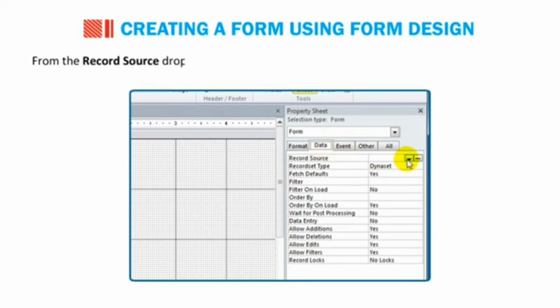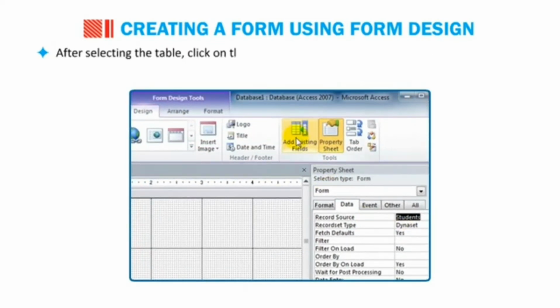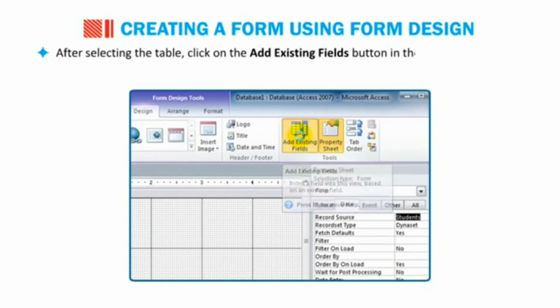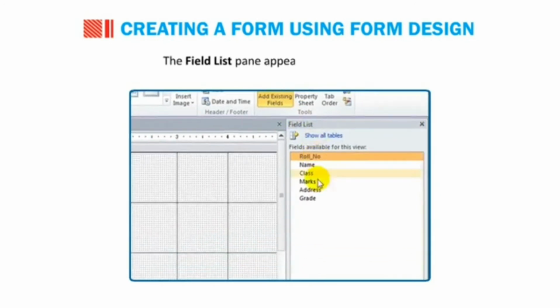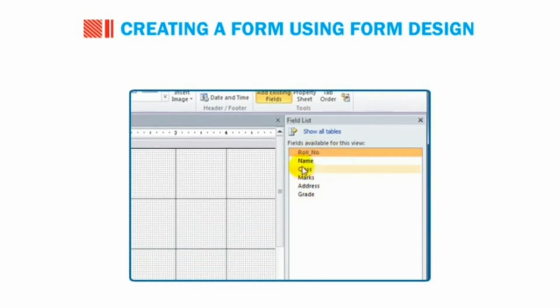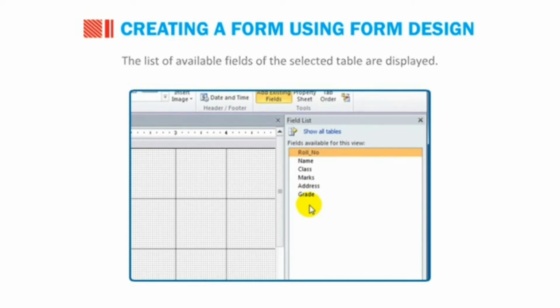From the Record Source drop-down list, select the table that you want to include in your form. After selecting the table, click on the Add Existing Fields button in the Tools group on the Design tab. The Field List pane appears on the right side. The list of available fields of the selected table are displayed.